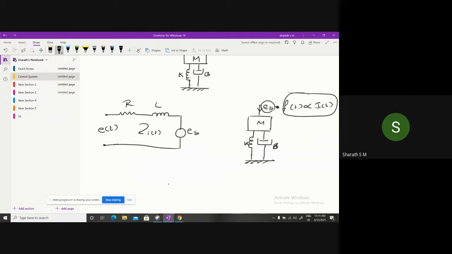For this electrical system, we can write the KVL. E of t is equal to R into I of t plus L into di of t divided by dt plus this back EMF EB. Then apply the Laplace transform, so that it becomes E of s is equal to R into I of s plus L into s into I of s plus EB.